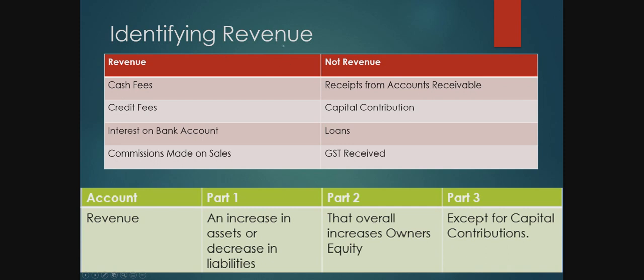So let's try to figure out some revenue items. So we got cash fees, credit fees, interest on bank, commissions made on sales. These are all types of revenues. While receipts from accounts receivable, capital contributions, loans, and GST received aren't forms of revenue, because each one of these does not cause an increase or a decrease. Well, actually it does. It probably can cause an increase in assets or a decrease in liabilities, but it doesn't overall change the owner's equity section. Because it fails to do part 2, it is not a form of revenue.